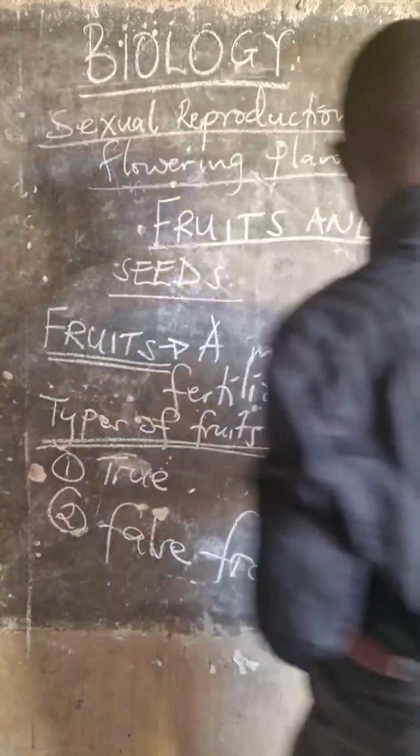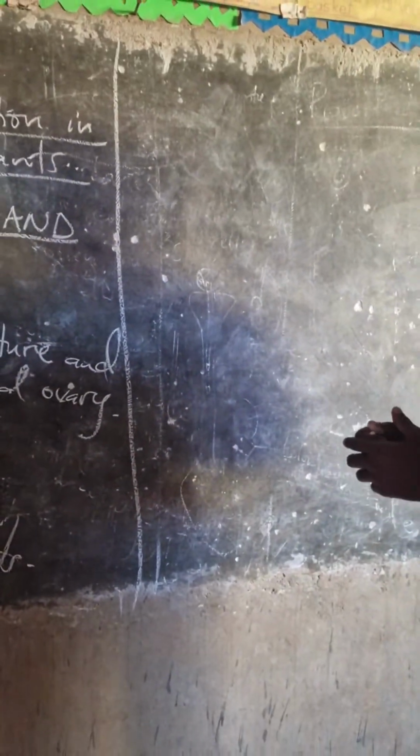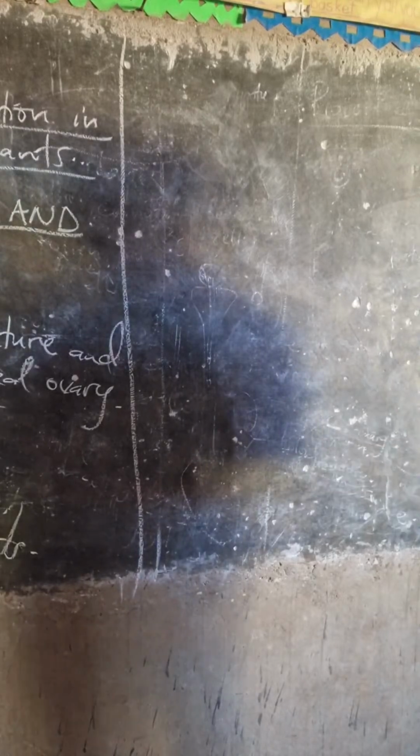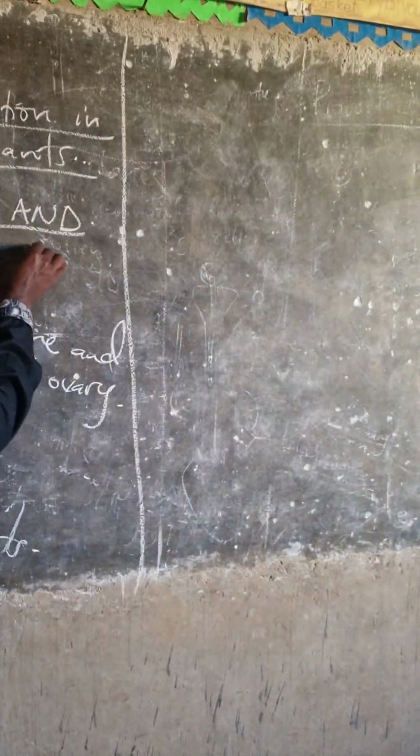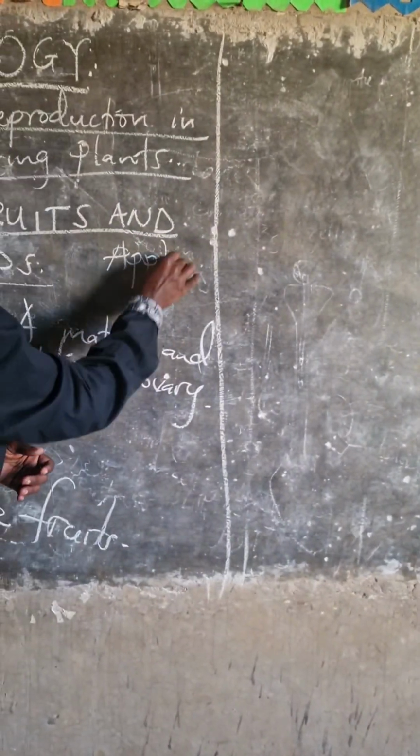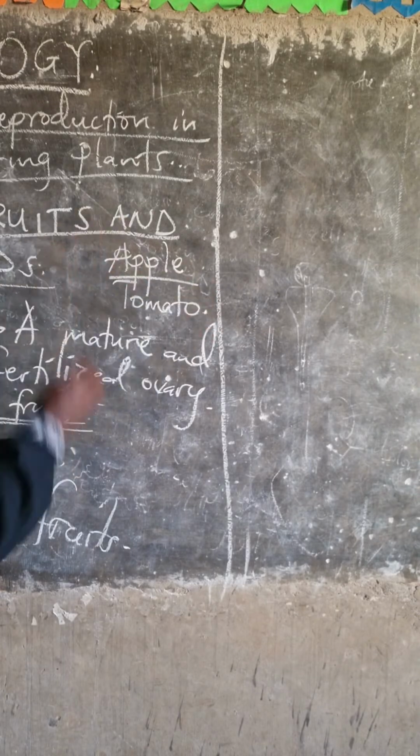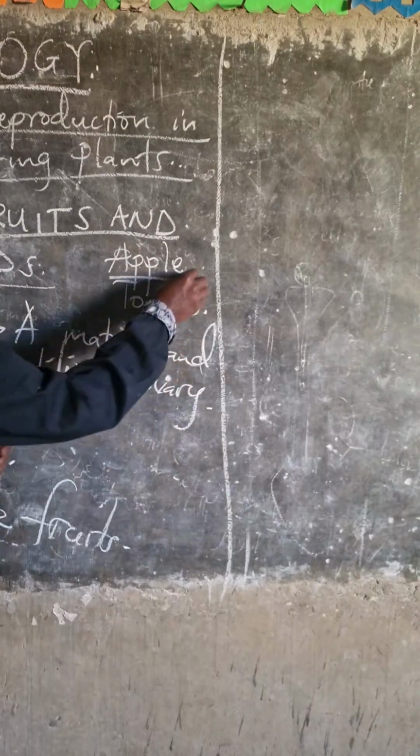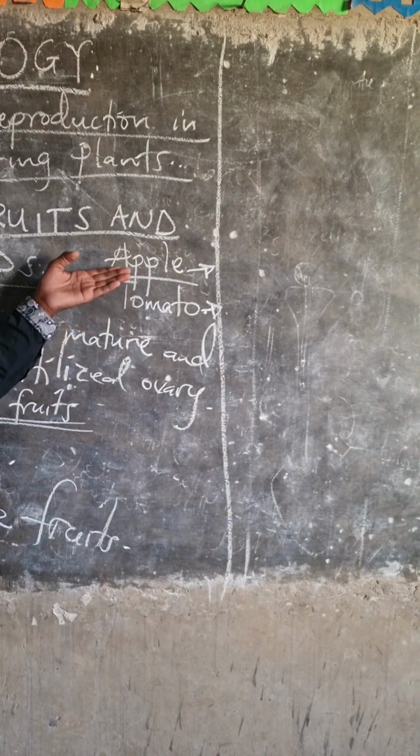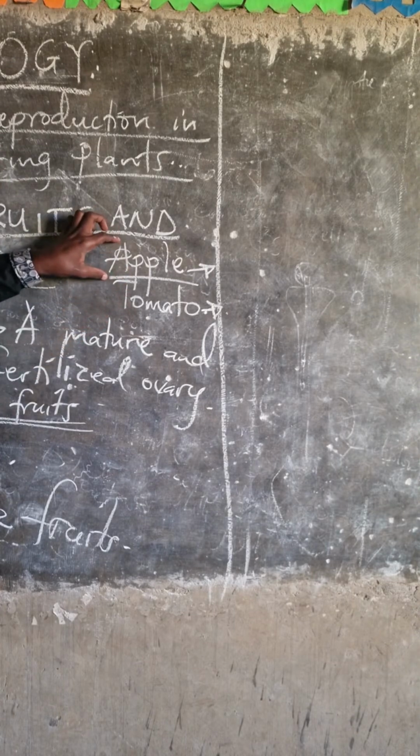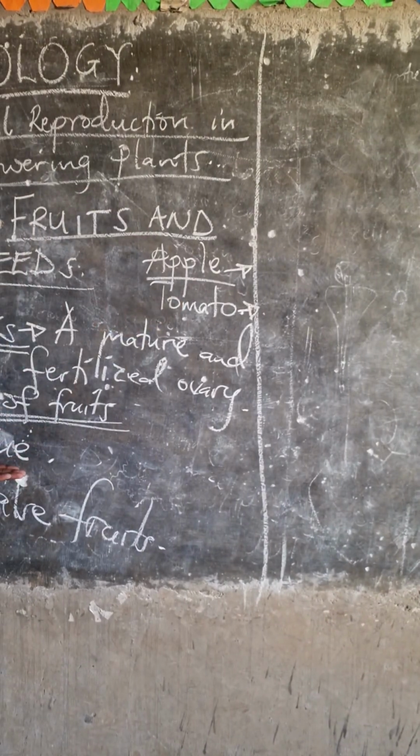These two are slightly different from one another in definition, but you may not realize it. We can take an example of an apple and a tomato. So we have two fruits here, a tomato and an apple. We are going to see why an apple is classified as a false fruit and a tomato is classified as a true fruit.